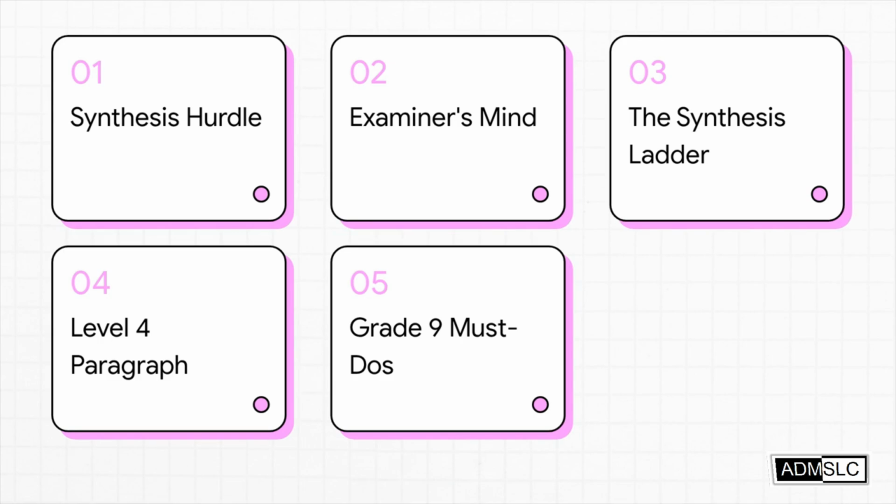We've got a roadmap. In this explainer, we're going to walk through 5 clear steps. First, we'll get to grips with why this question is such a hurdle. Then, we'll decode what the examiner's really looking for. After that, we'll climb something I call the synthesis ladder, build a perfect paragraph together, and finish with the absolute must-dos for that grade 9.